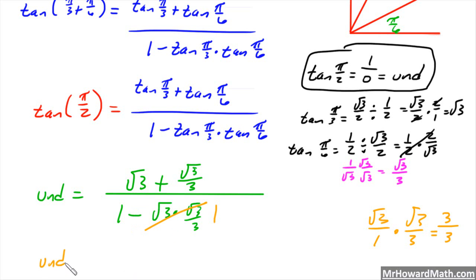So the left side was undefined, so let's see, the right side would be too, because we have 1 minus 1 here in the denominator, or 0. So we're dividing by 0. It doesn't matter what's happening up here, we're dividing by 0. So we have proven that both sides are undefined and that that identity works.